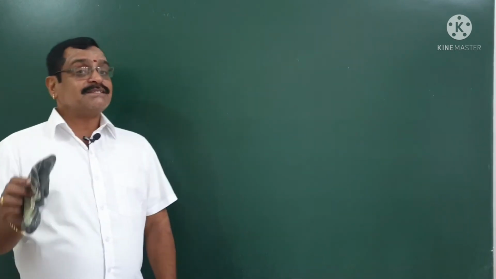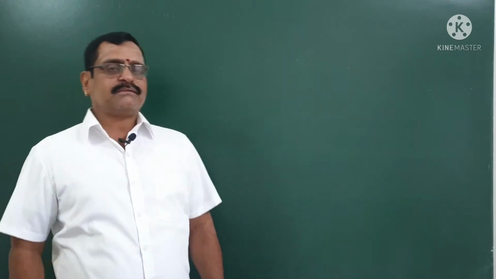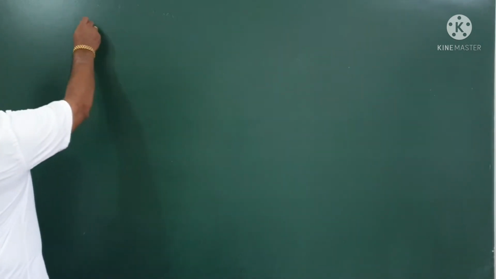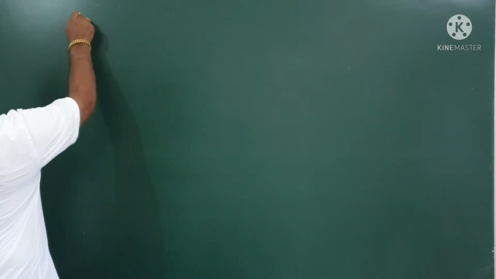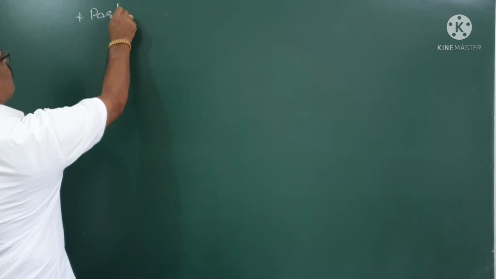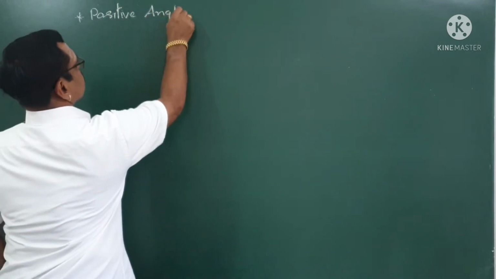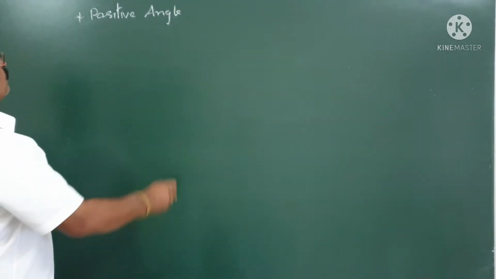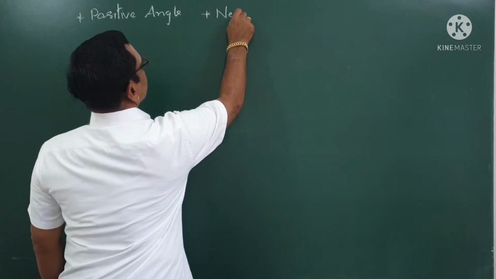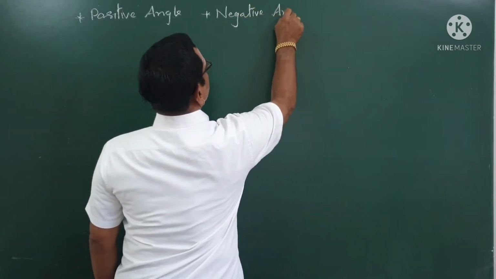This is the 6th video on the chapter Trigonometry. In this video, I am going to explain the concepts. Number 1, positive angle. Number 2, negative angle.